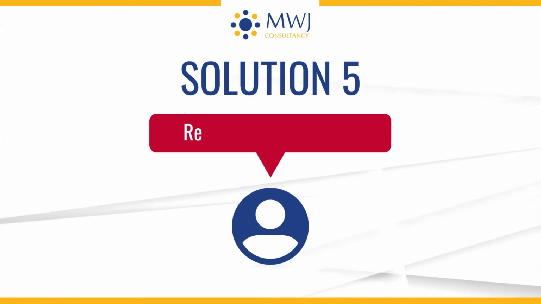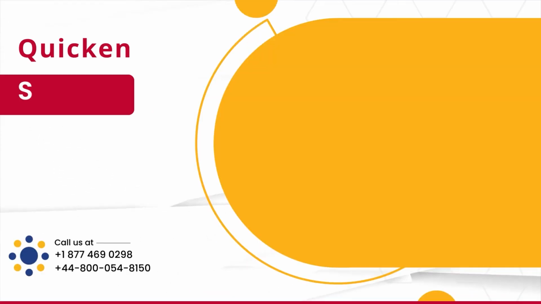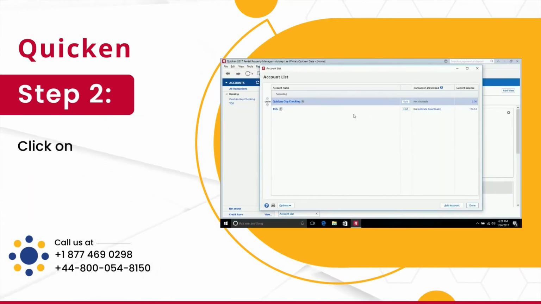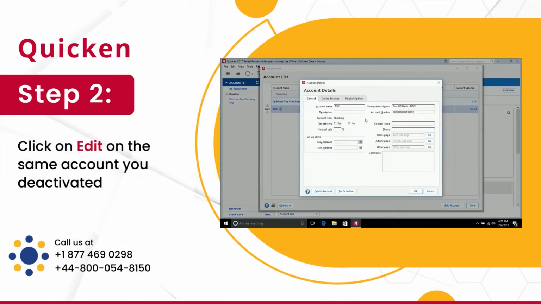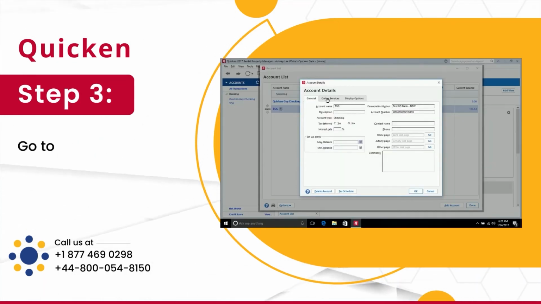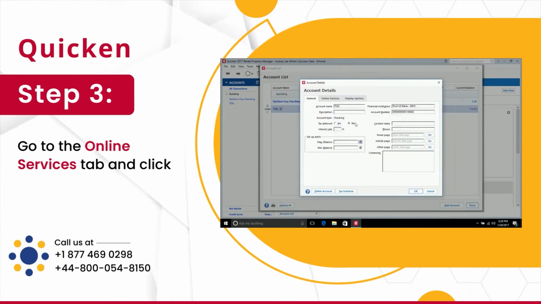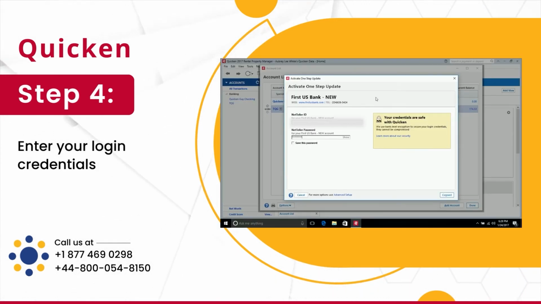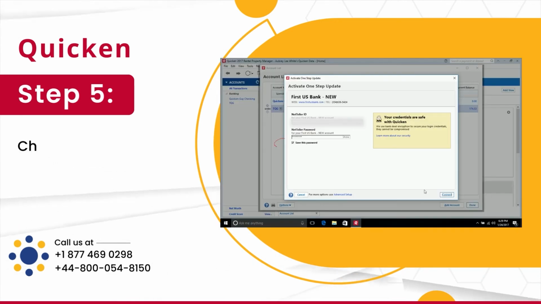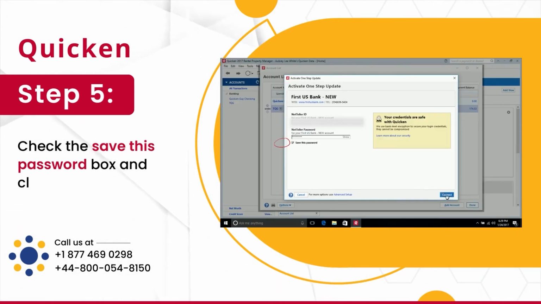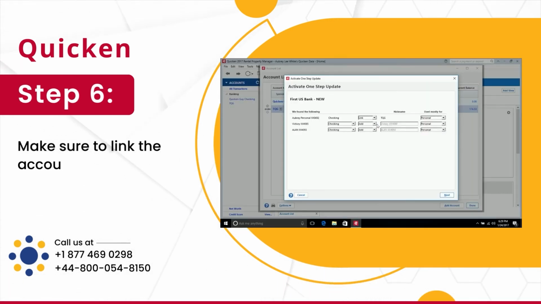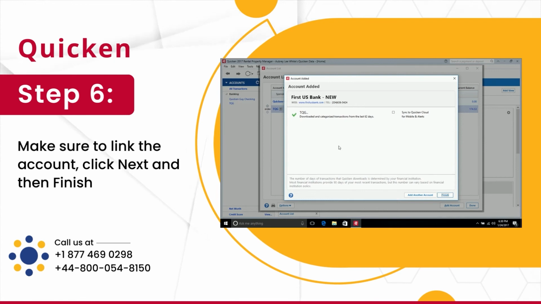Solution 5. Reactivate the account. Step 1. Open Quicken, go to Tools and then select Account List. Step 2. Click on Edit on the same account you deactivated. Step 3. Go to the Online Services tab and click on Set Up Now. Step 4. Enter your login credentials. Step 5. Check the Save This Password box and click on Connect. Step 6. Make sure to link the account. Click Next and then Finish.